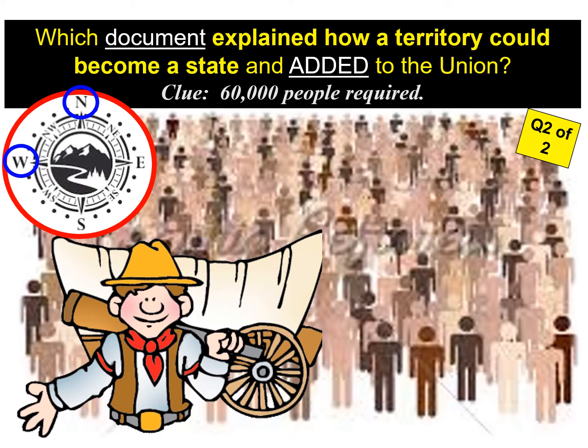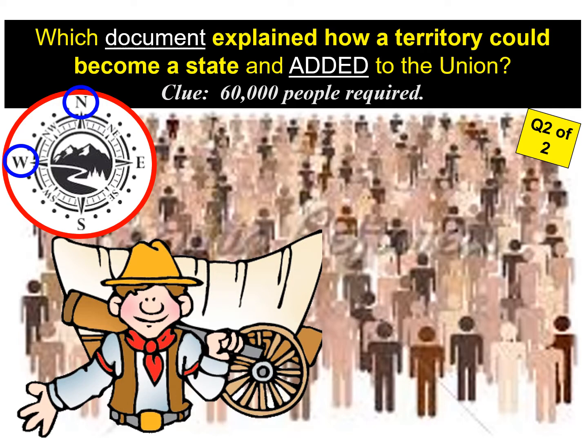Now, the second question I have for you: if you know this document was a way to explain how a territory could become a state and be added to the Union. I'm going to give you a clue. All you needed was 60,000 people. If you had 60,000 people, then you could do the paperwork and you could become a state. If you're looking at the pictures, the answer is right there, but you got to know the clues. If you don't, you got to go back to Unit 7 and do a review.